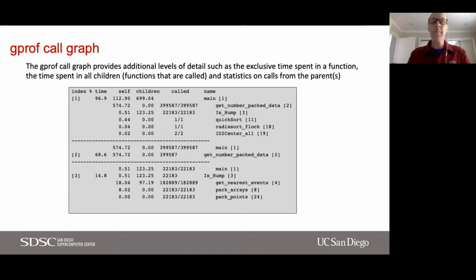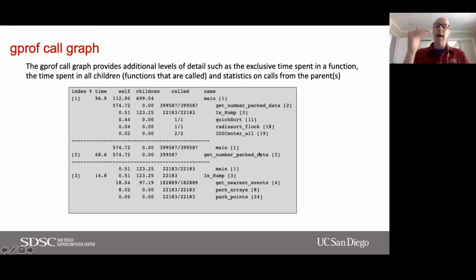If you look at the second line for get number pack data, you'll see under called, it says 399.587/399.587. That means that the routine get number pack data was called a total of 399,000 times, and all 399,000 of those were by the routine main. We'll show an example later, kind of a toy problem that shows what it looks like if you have multiple routines that are calling a function.